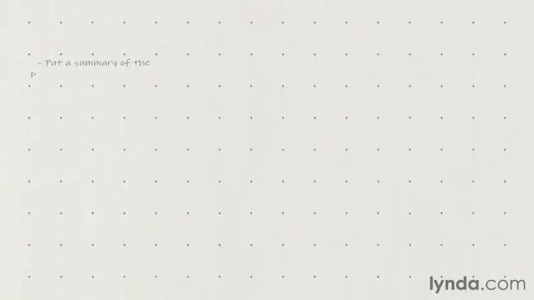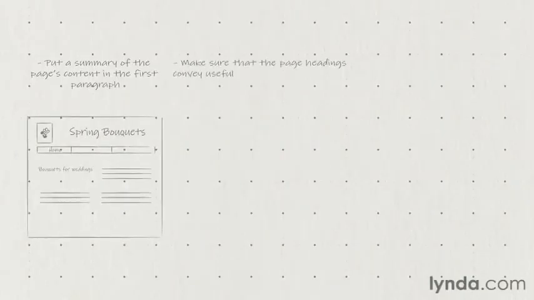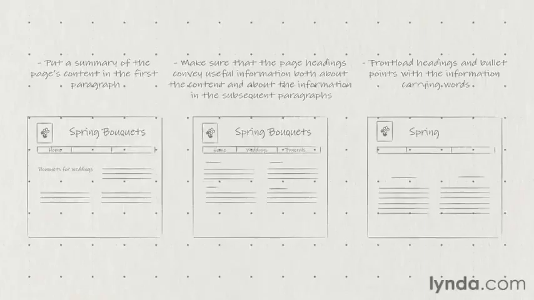This tells us what we need to do to get our point across. We need to put a summary of the page's content in the first paragraph. We need to make sure that page headings convey useful information both about the content and about the information in the subsequent paragraphs. We also need to front-load headings and bullet points with the information carrying words.